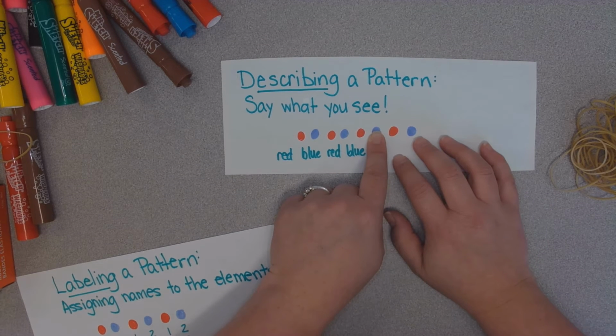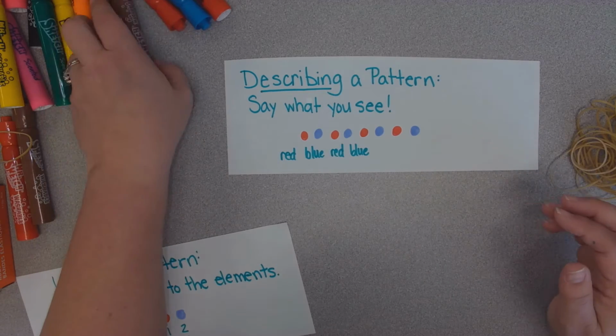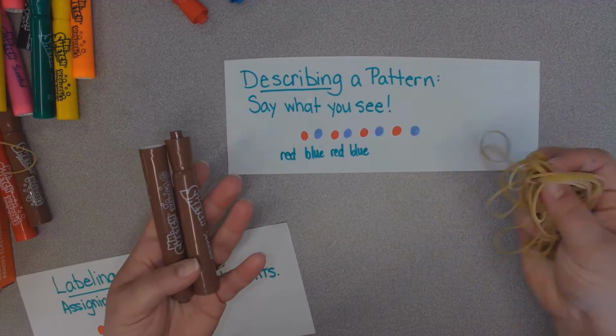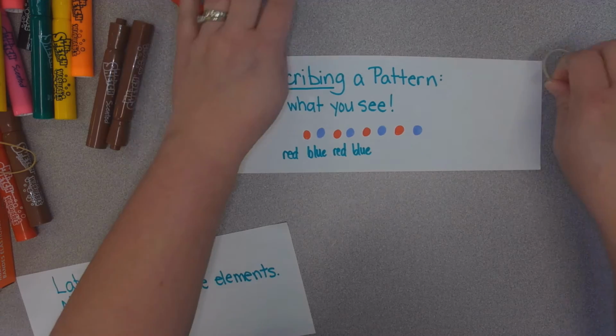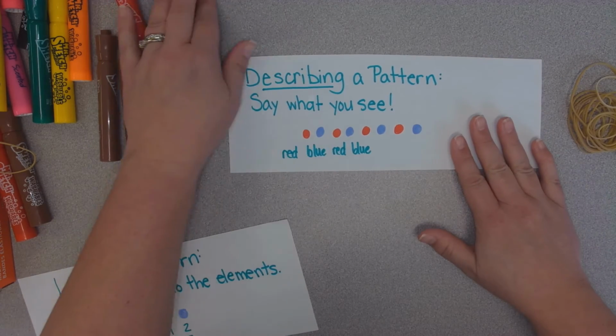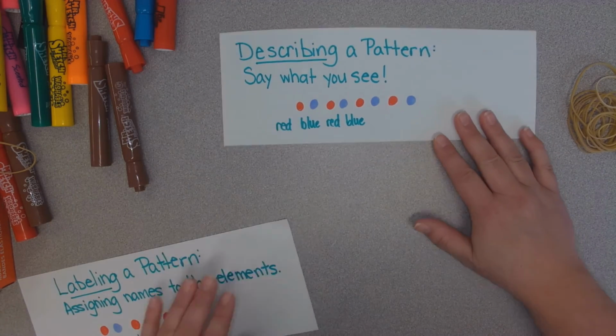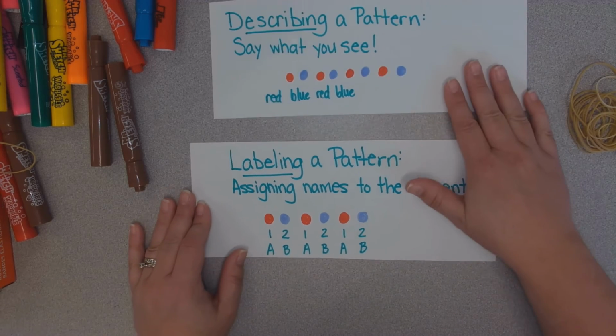Okay, for this assignment at home, we are going to need some materials. I'm going to choose markers today and rubber bands. Maybe you can find something like that in your home. We're going to describe a pattern that we make, but we're also going to label that pattern.